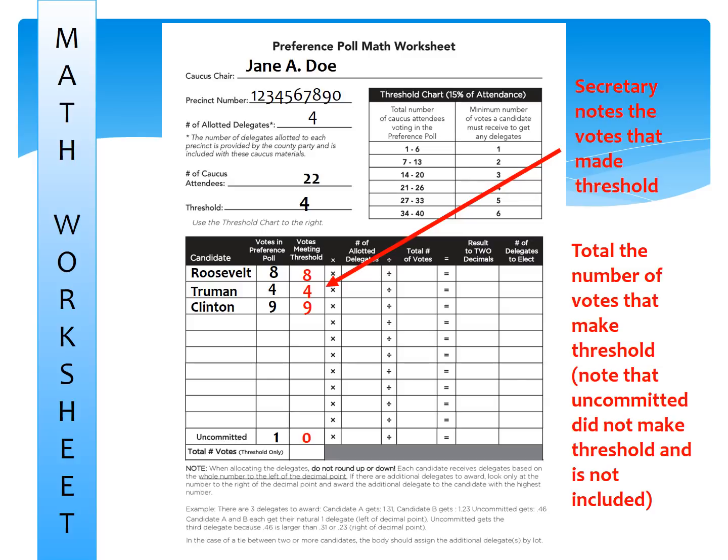Next, the Secretary will total the number of votes that make threshold, again noting that uncommitted did not make threshold and that number is not included in the total. So in this example, 8 plus 4 plus 9 will equal 21.